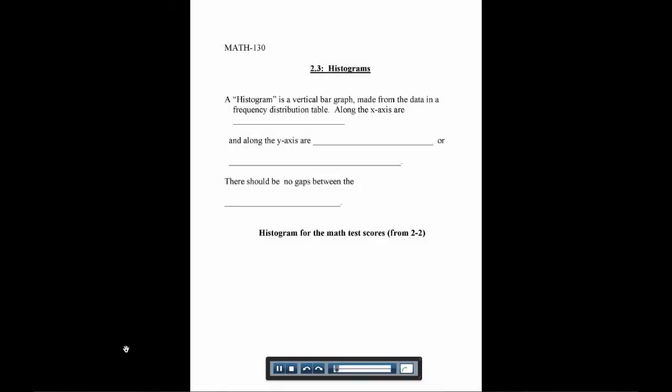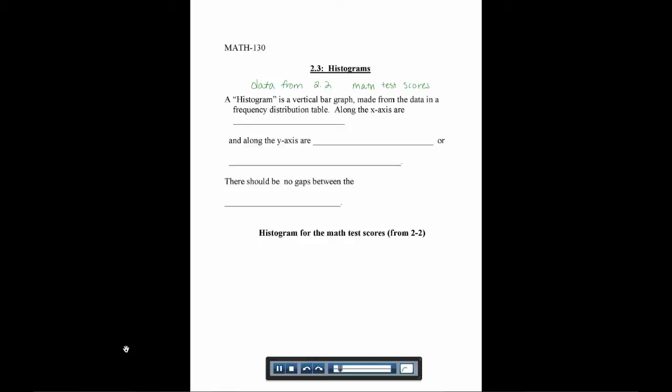In section 2.3, we're going to learn how to make histograms. And a histogram is really a chart that's made from a frequency distribution table. So we're going to use the data from section 2.2 about the math test scores. If you haven't seen that pencast, I recommend going back and watching it, and that's where you'll get the data that we're going to be using.